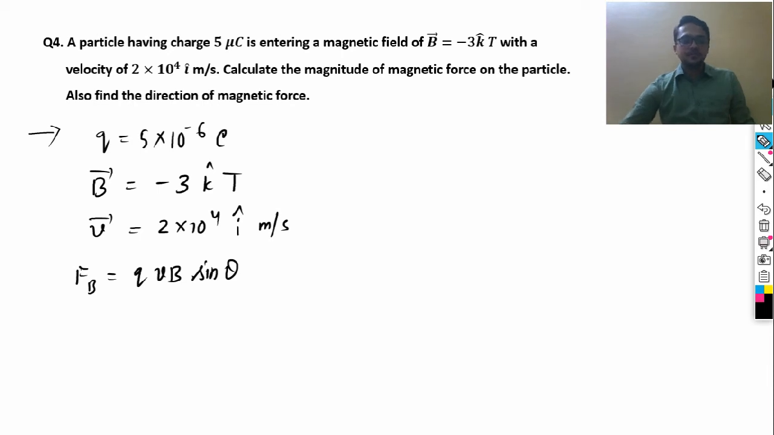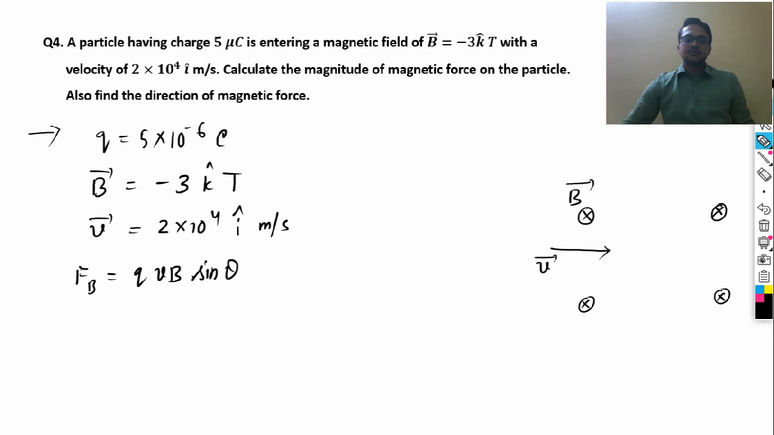Okay. Now look. Here B is along minus k cap, obviously minus k cap. Minus k cap means along the negative z axis. Negative z axis we generally take as inside. So this is the inside magnetic field B. Okay, and V is given along the x axis. So V is in this direction, along the x axis.